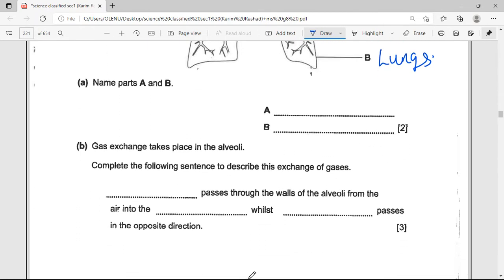Now gas exchange takes place in the alveoli. So now I want us to complete the following sentence to describe the exchange of gases. Dash dash dash passes through the walls of the alveoli from the air into the blood. What passes through the wall of the alveoli is oxygen, while dash dash dash passes in the opposite direction: carbon dioxide. That's it.